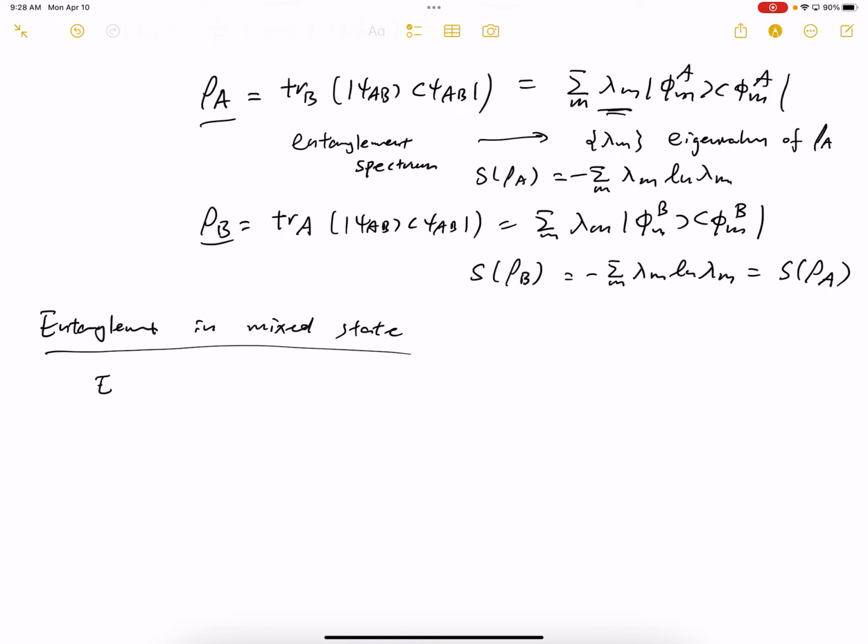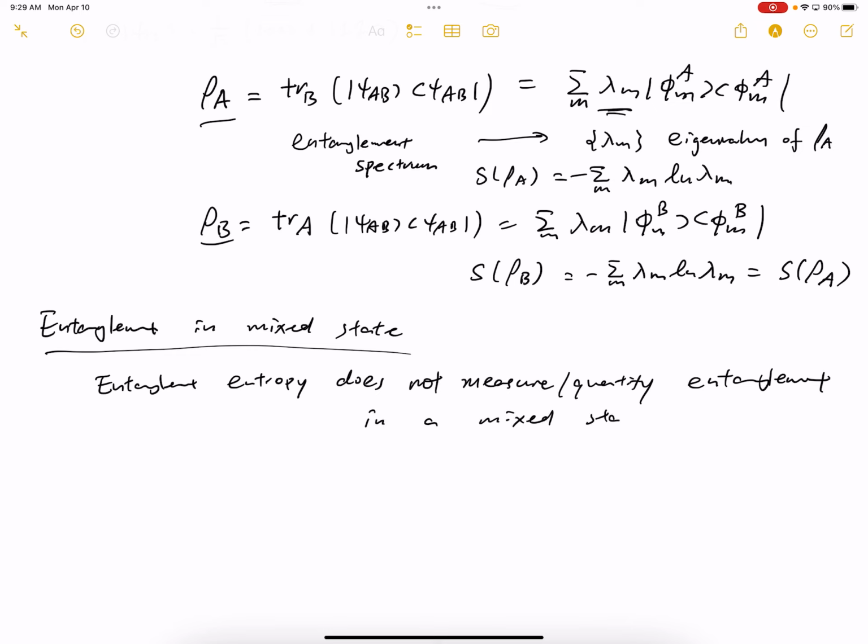So entanglement entropy does not measure or quantify entanglement in a mixed state, at least in general. Because you could argue that if you have a mixed state very close to a pure state, then entanglement entropy is still somewhat useful. But in the general case, entanglement entropy does not quantify entanglement in a mixed state.